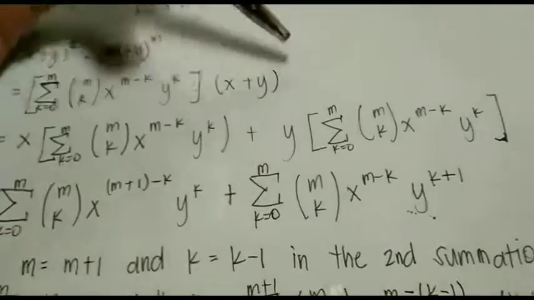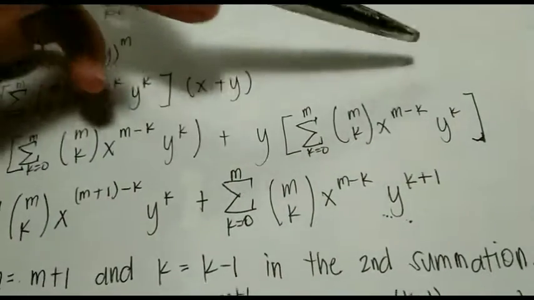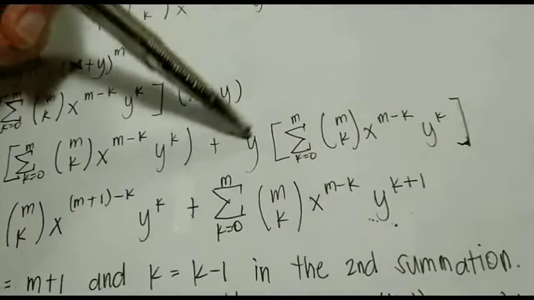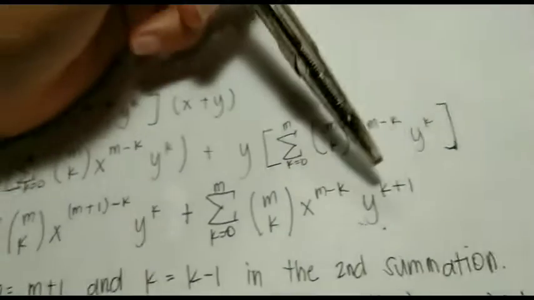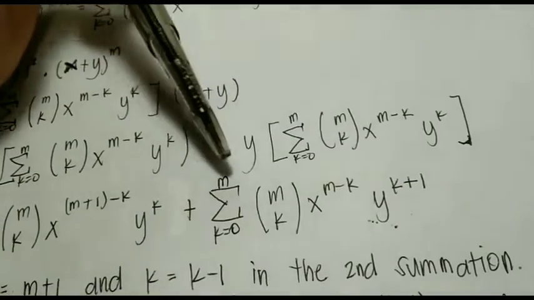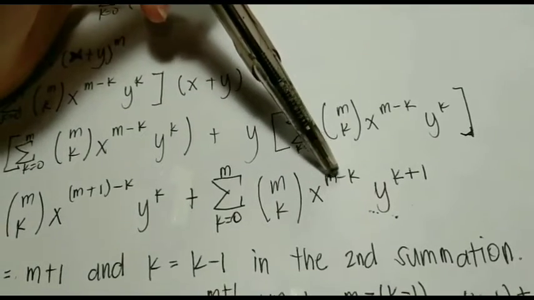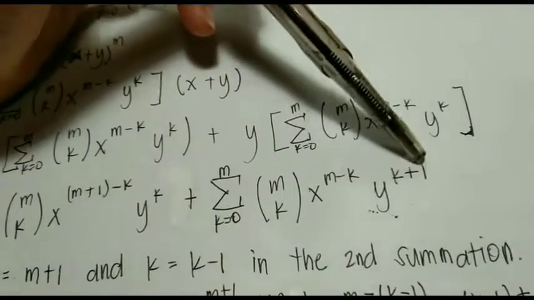So the same goes for y. We multiply y with the same variable, so the exponent of y, which is 1, is added to k. So the summation of k equals 0 to m of m taken by k times x with the power of m minus k and y with the power of k plus 1.